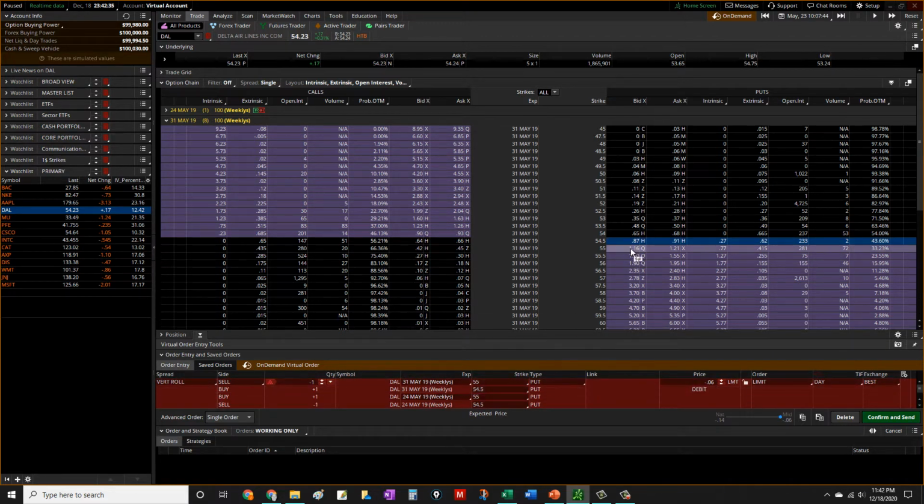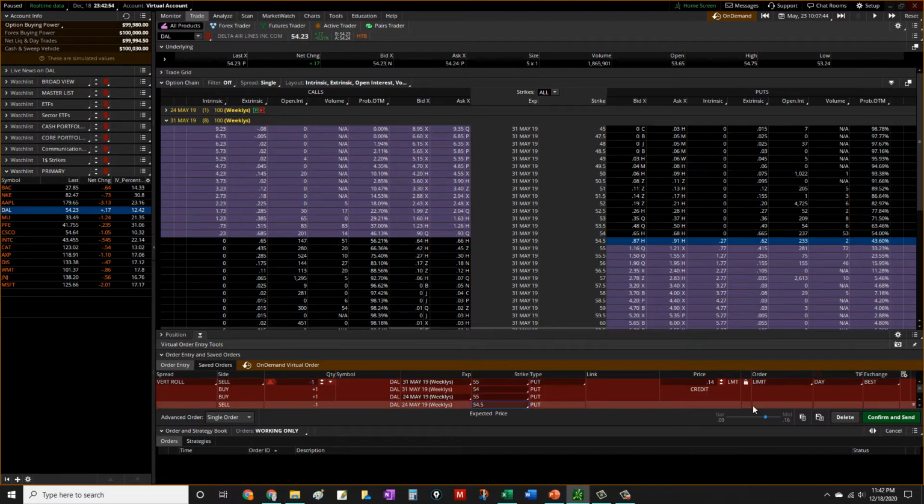Okay, so that's a debit. So what I'll probably do is, instead of moving more in the money, I'll probably just widen out the strike width here. So this is May 31st. Make sure we get the right one. Instead of buying the 54.50, let's buy the 54. And now we're going to take another 16 cents.